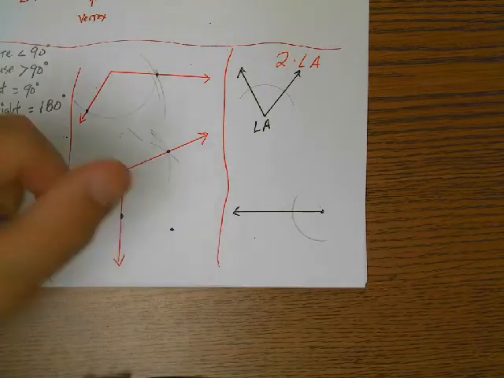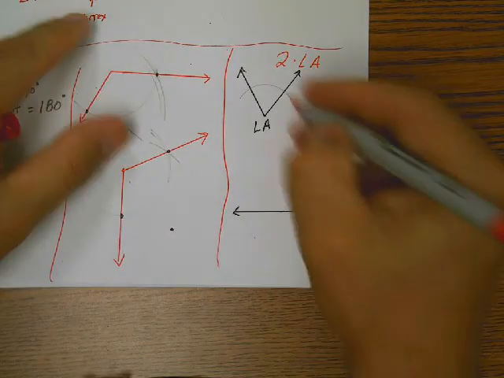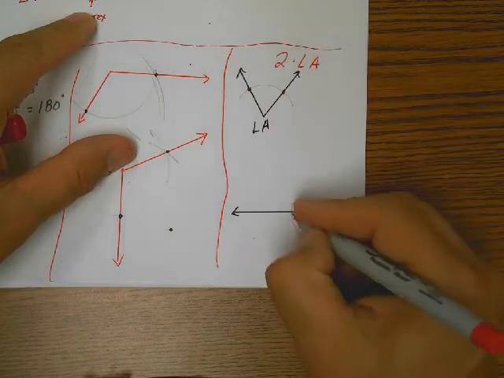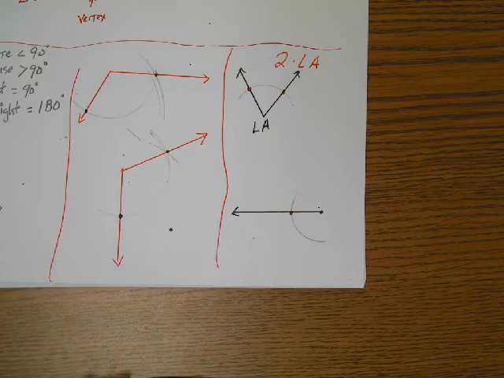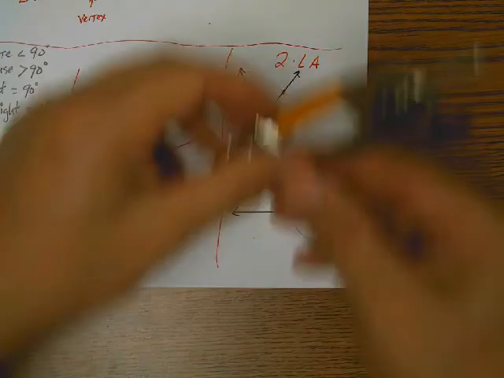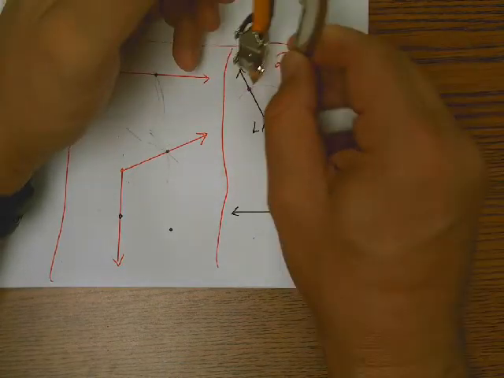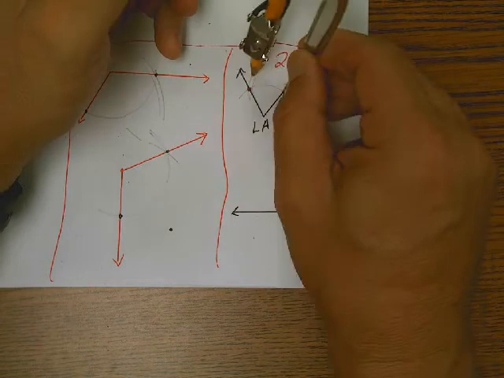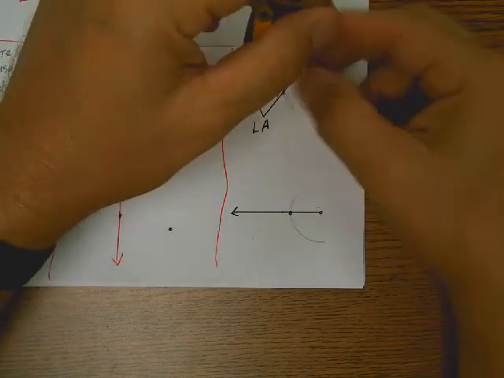Highlight the points of intersection. Let me use a different color. We'll use red. 1, 2, 3. 3 points of intersection. I'm going to use the compass to find the distance between the 2 rays. Too short. There we go. We don't want to say good enough.